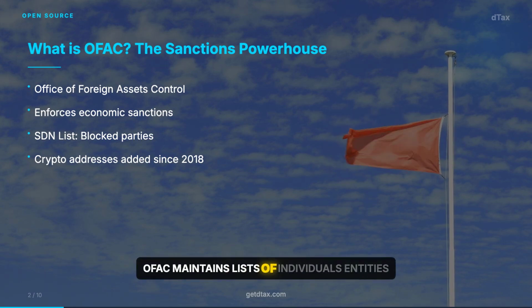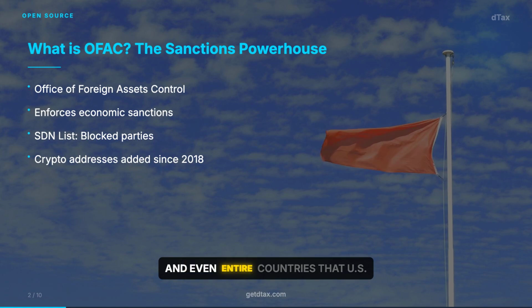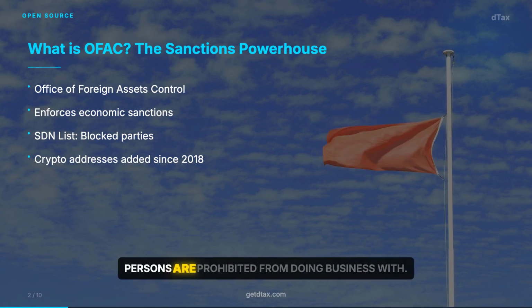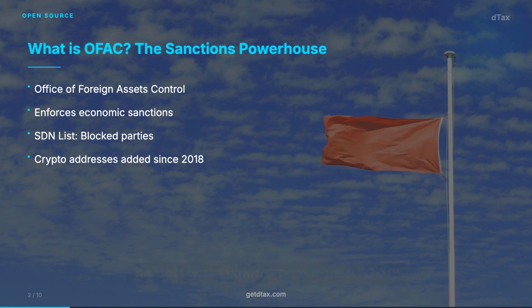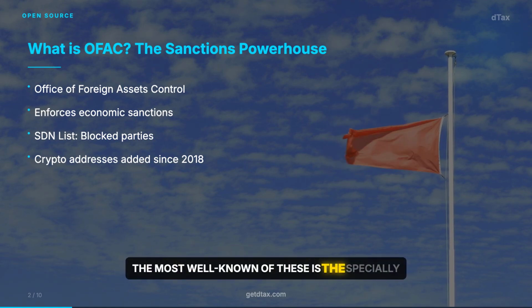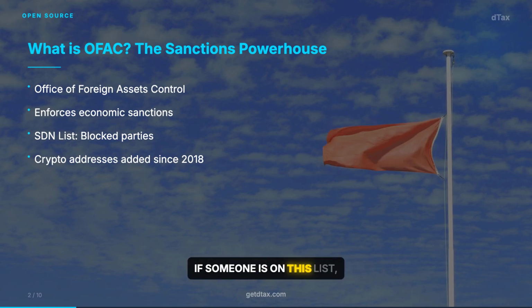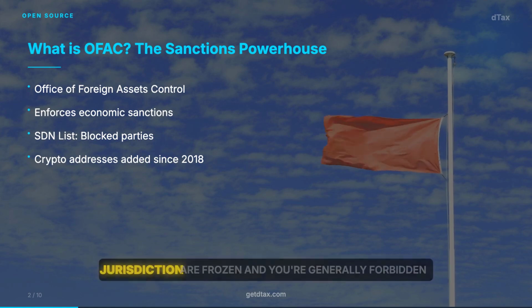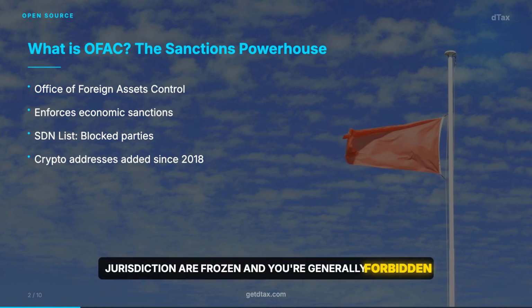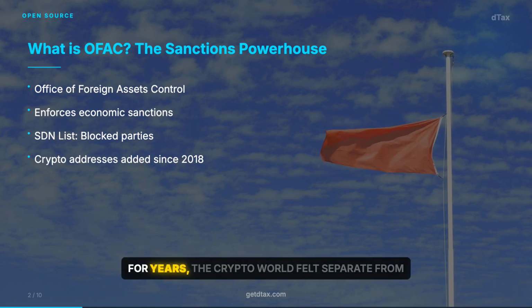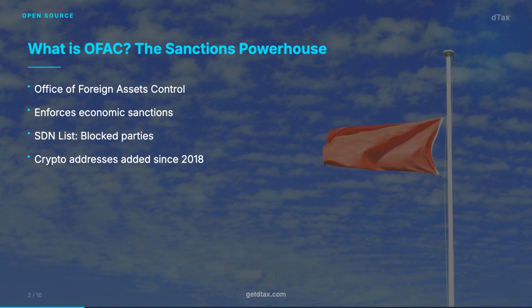OFAC maintains lists of individuals, entities, and even entire countries that US persons are prohibited from doing business with. The most well-known of these is the Specially Designated Nationals or SDN list. If someone is on this list, their assets under US jurisdiction are frozen, and you're generally forbidden from transacting with them. For years, the crypto world felt separate from these rules.